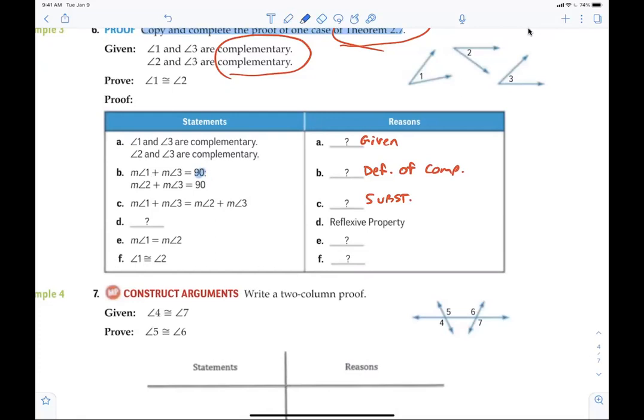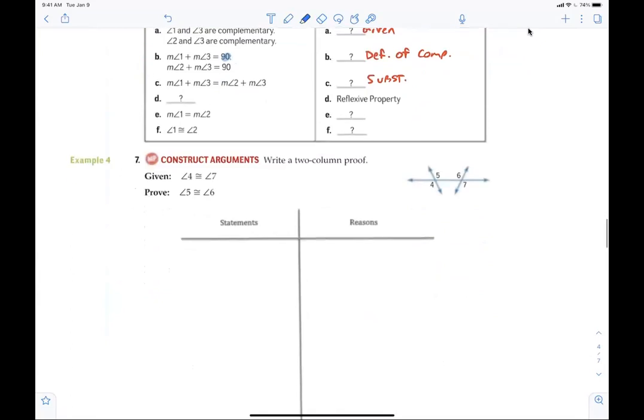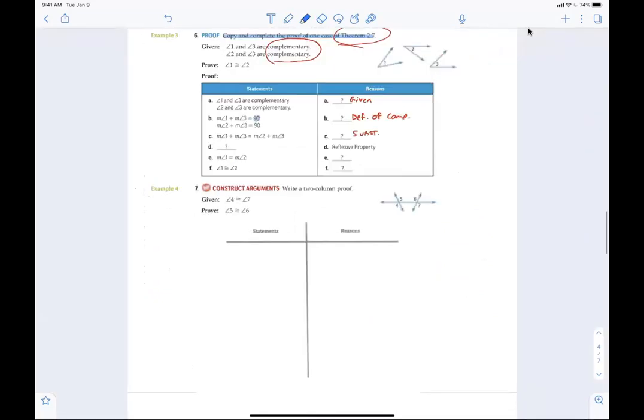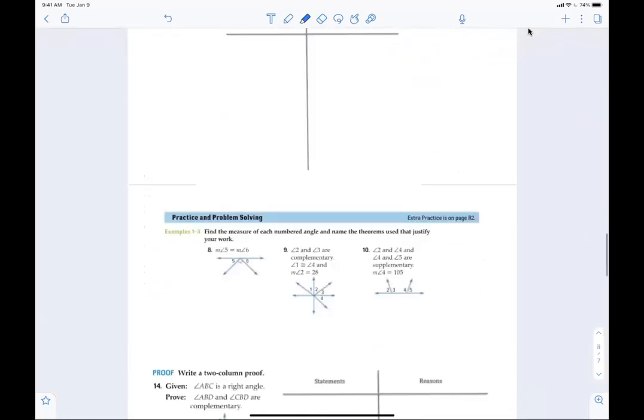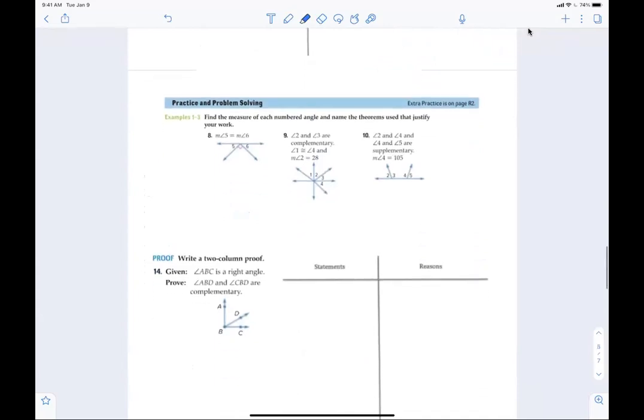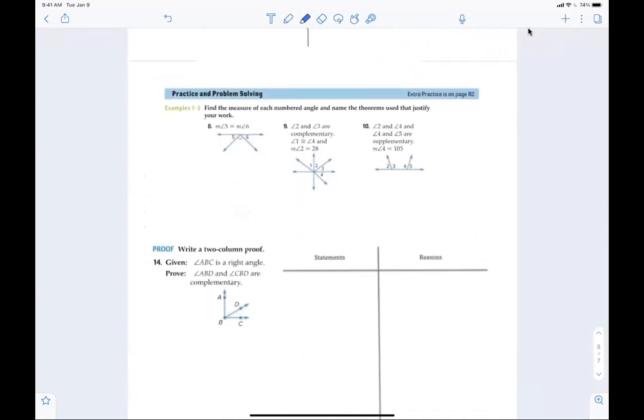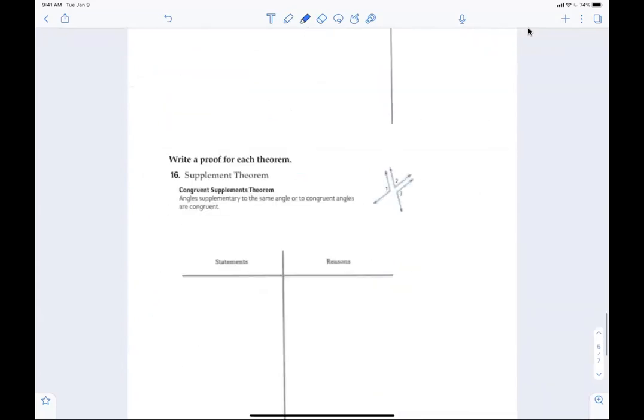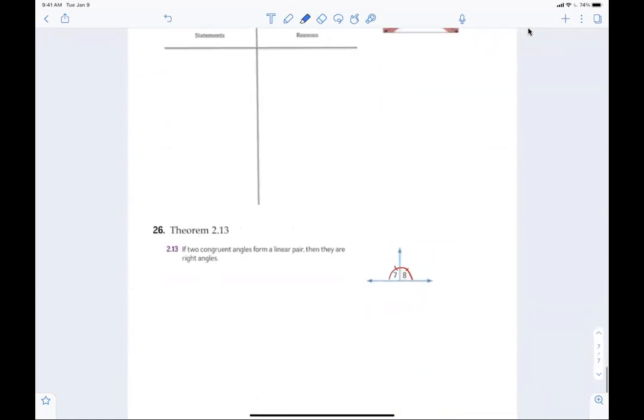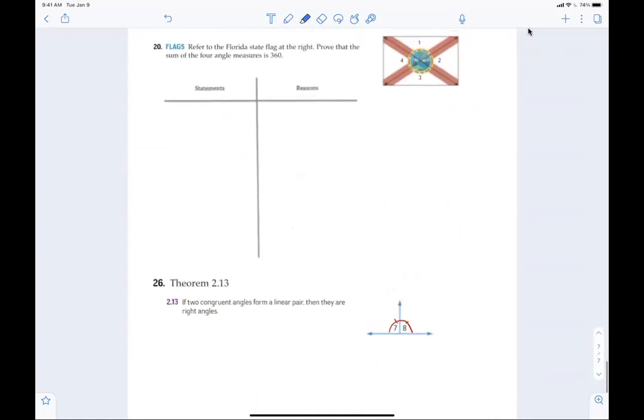Hold up, don't go anywhere. I want everyone to try to finish up this proof. I want you to try proof number 7 and then 8, 9, and 10. And I'll work with you tomorrow on the proofs on 14, 15, 16, and the rest of it. Time flies when you're having fun. It's just 8, 9, and 10.